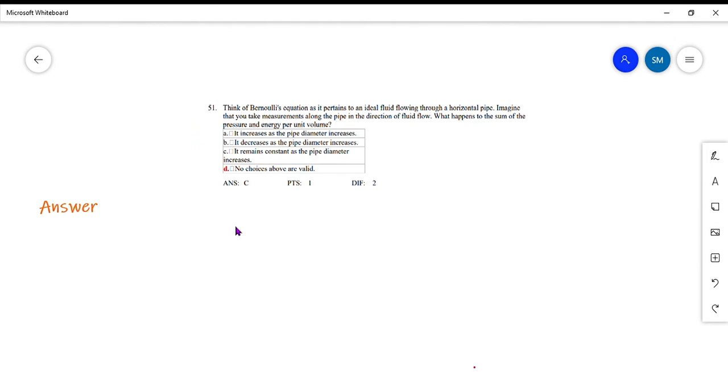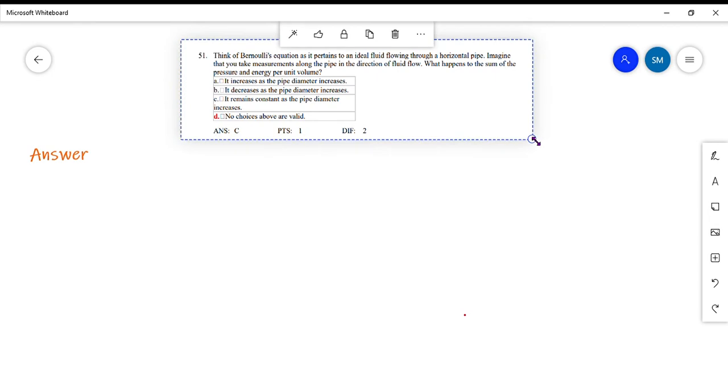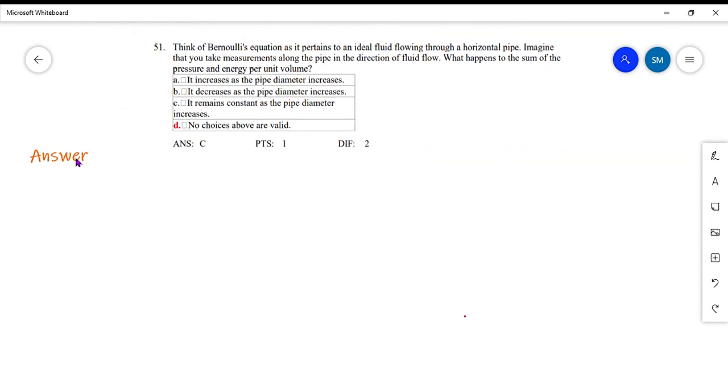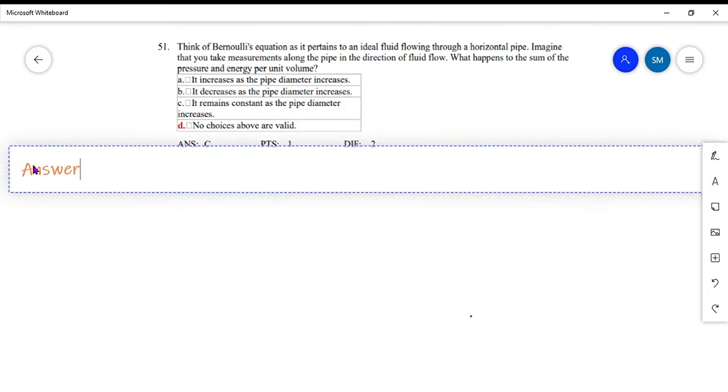Question number 51. According to Bernoulli's equation, what happens to the sum of the pressure and the energy per unit volume? The pressure is very simple, so let us go to the other part, which is energy per unit volume. The energy here is the mechanical energy, the sum of the kinetic energy and the potential energy.